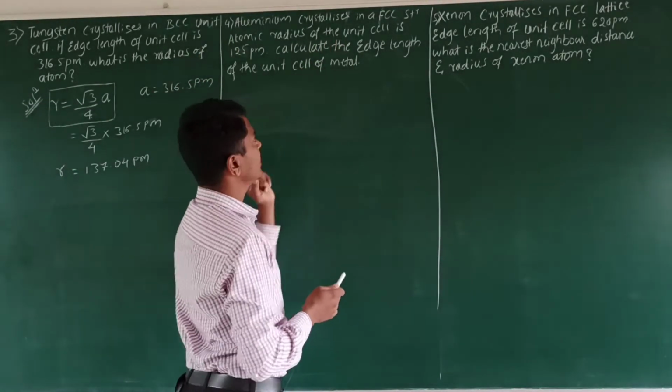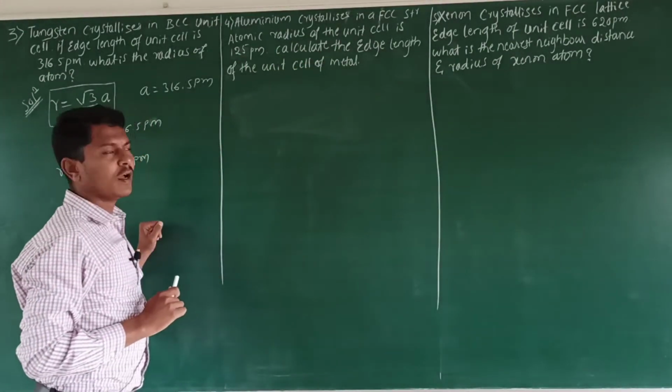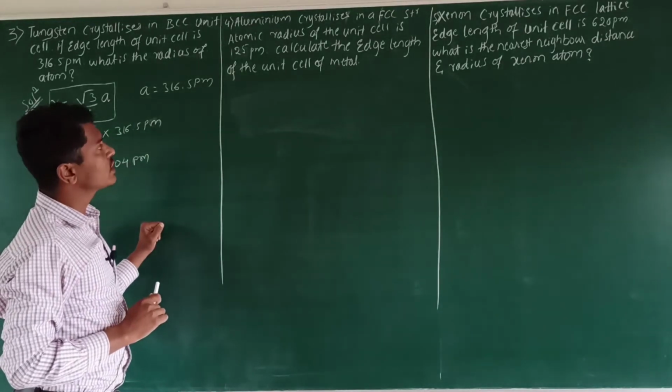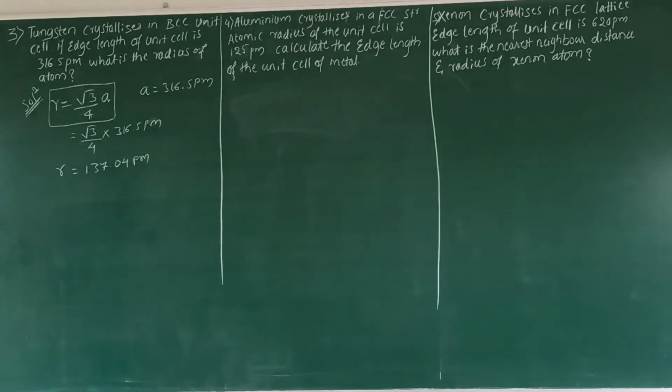Okay, next concept. Aluminum crystallizes in FCC structure. The atomic radius of the unit cell is 125 picometer. Calculate the edge length of the unit cell of the metal. Okay, here what happens?